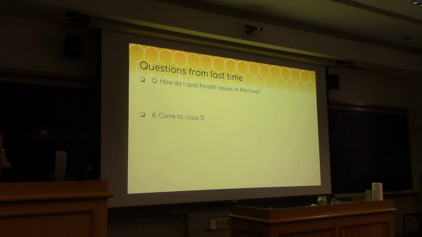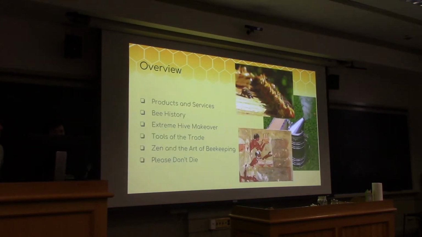And we had another question, which is, how do I spot health issues in the hive? And the answer to that is come to next class, which we'll be talking about how to spot health issues in the hive. In general, just on a broad scale, spotting issues in the hive is a matter of recognizing what's normal, and then when something changes from what's normal, there may be a problem there. But there's a whole wide variety of issues that could happen in the hive, which we will cover in more detail in the next class.